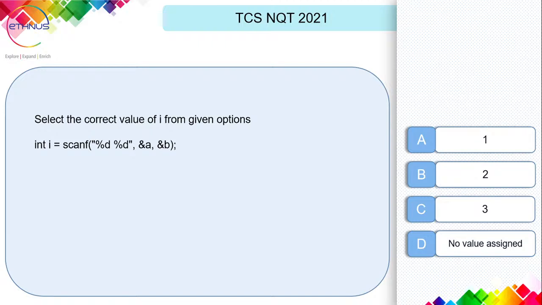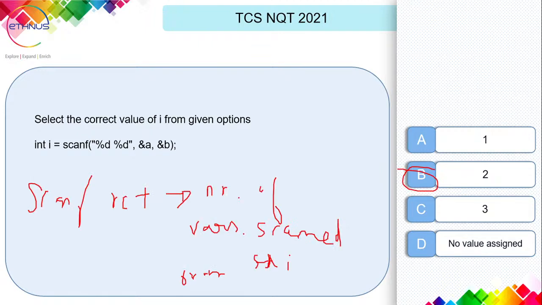Scanf returns the number of variables scanned, obviously from the standard input. So here there are two variables being read or being scanned. The option is 2.